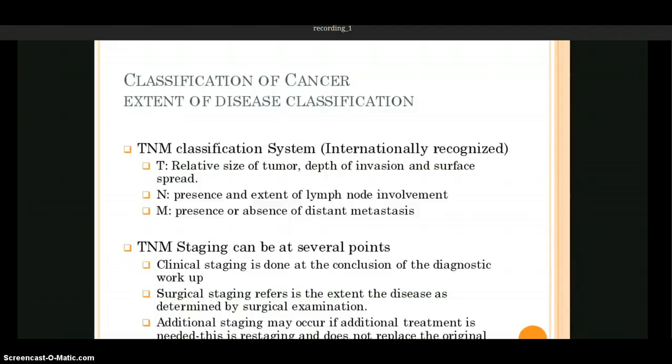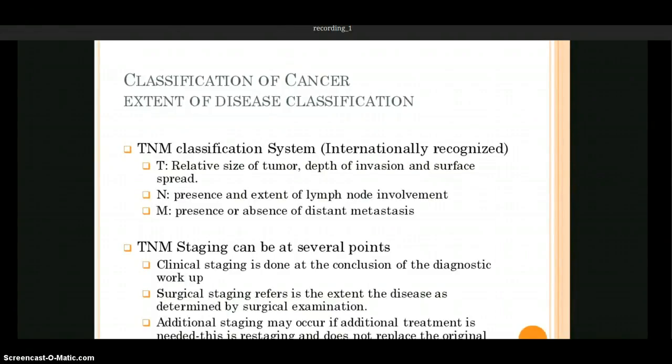T0, there's no evidence of a primary tumor. TIS means that there is a tumor, but it's a carcinoma in situ. We just talked about what in situ meant. Then T1, T2, T3, and T4 all have to do with the increasing size and local extent of the primary tumor. Okay, so if I told you that a tumor was 1 centimeter, that would be like a T1.